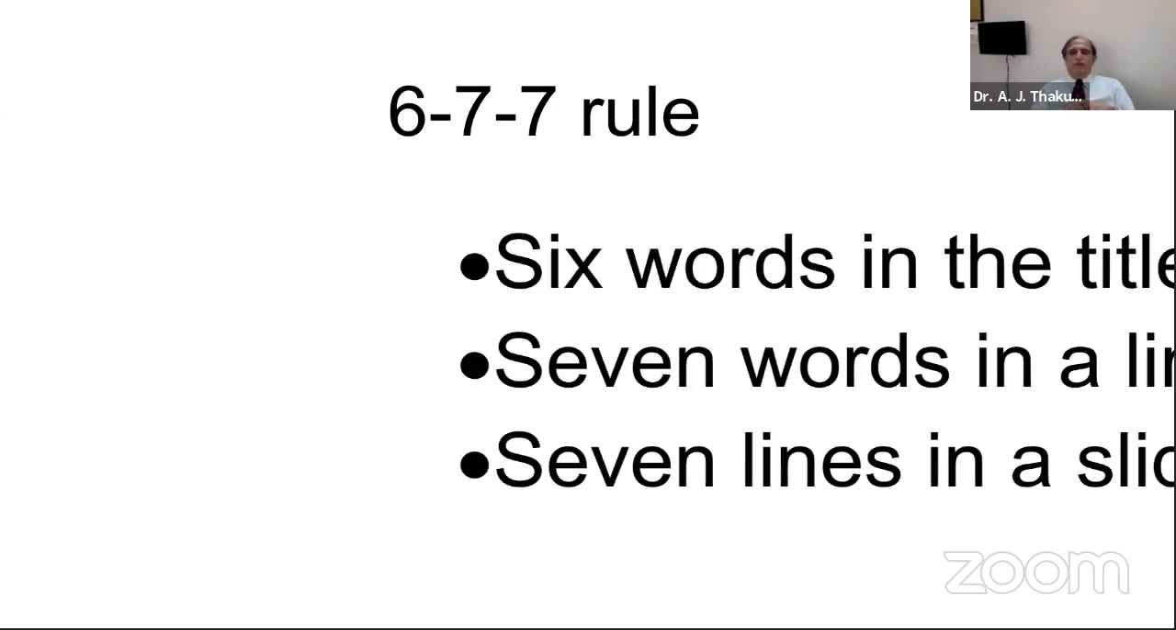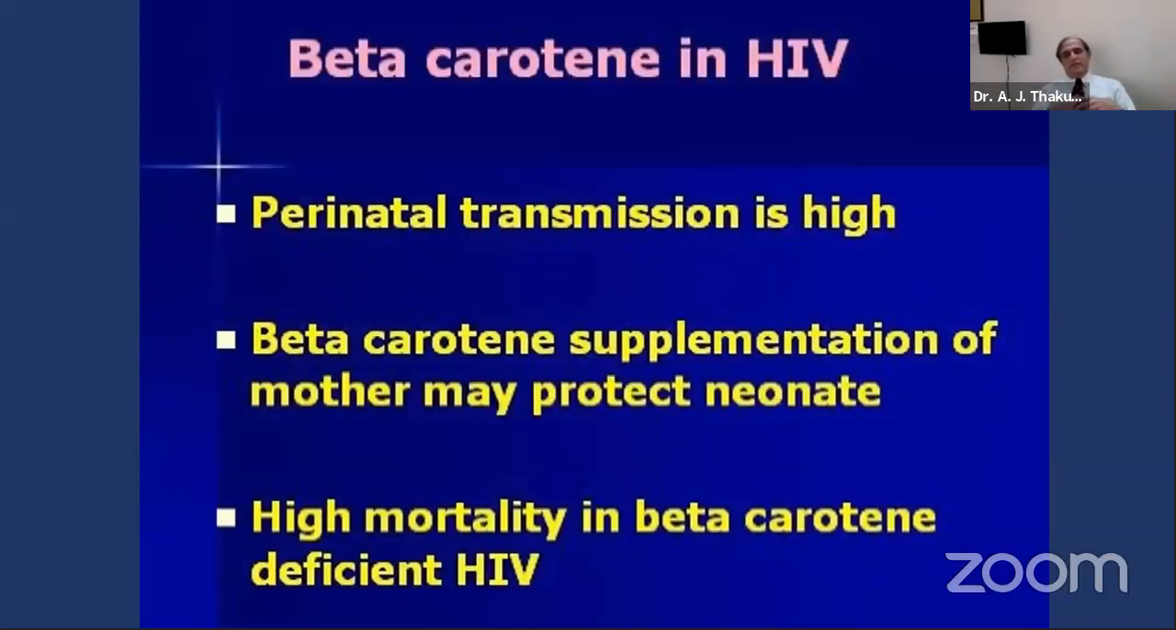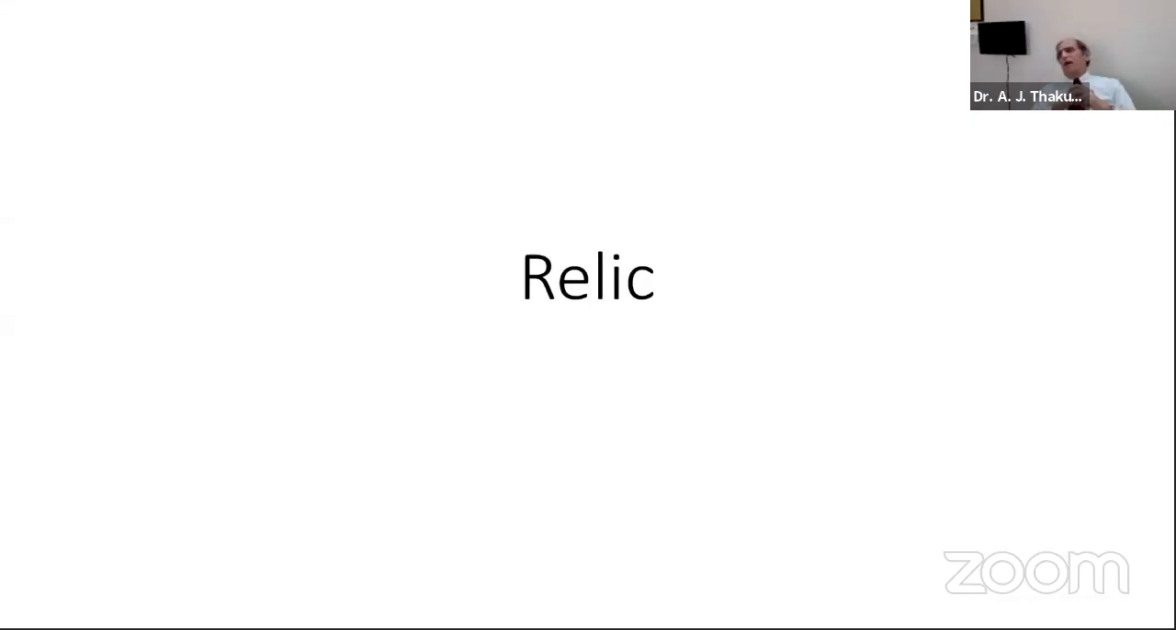There was a time we used to go by the 6-7-7 rule. 6 words in a title, 7 words in a line, and 7 lines a slide. And a lot of people followed it very rigorously. Like this, this used to be a very good slide. However, times have changed. It is a relic of the past.